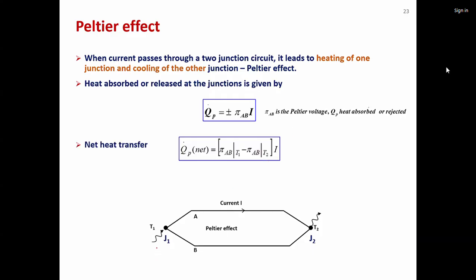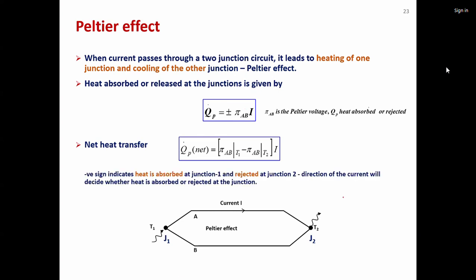So you can see that this is positive when heat is released from the system, and negative when heat is absorbed into the system. You can also find the net of heat rejected to heat absorbed, which in terms of the Peltier voltage will be positive for the heat absorbed and negative for the heat released, and that times the current.